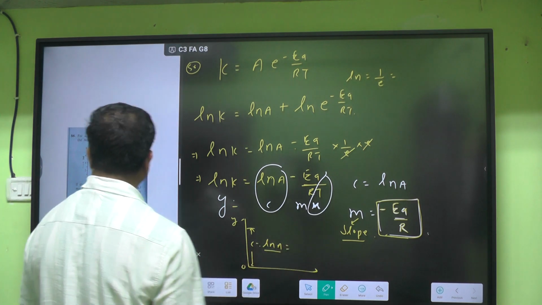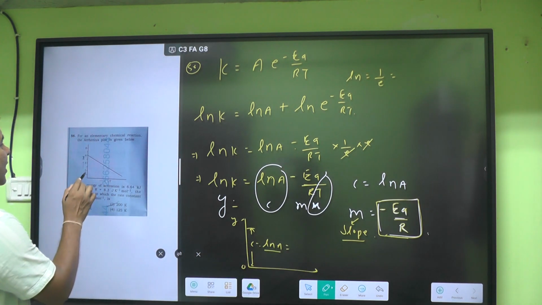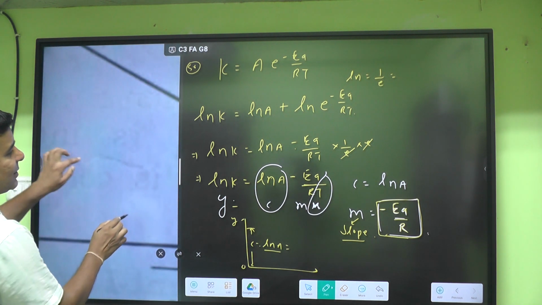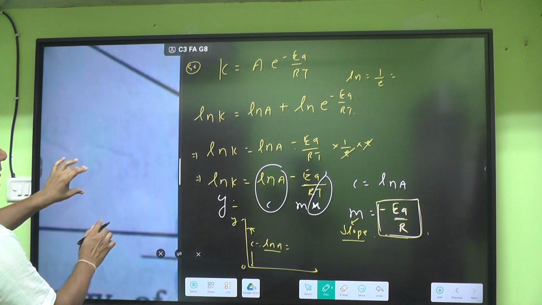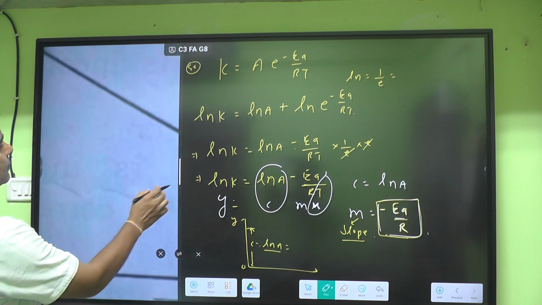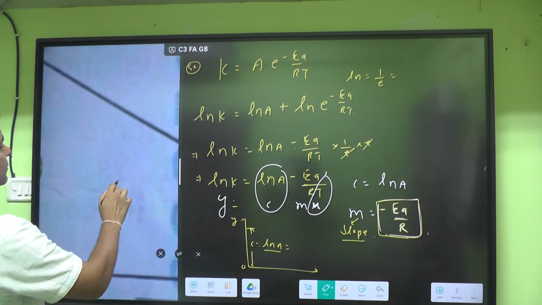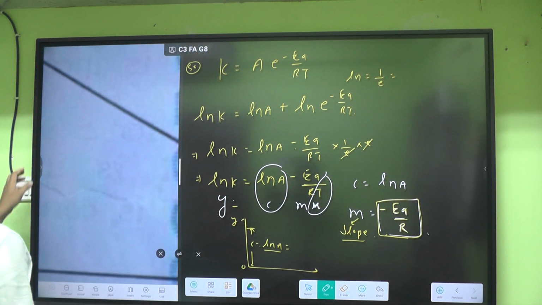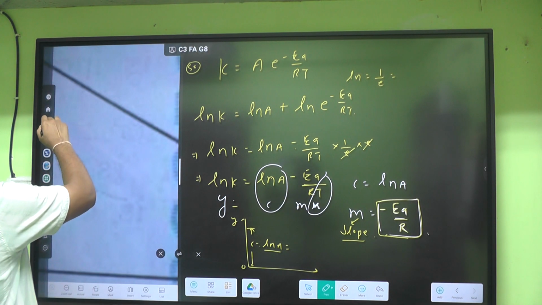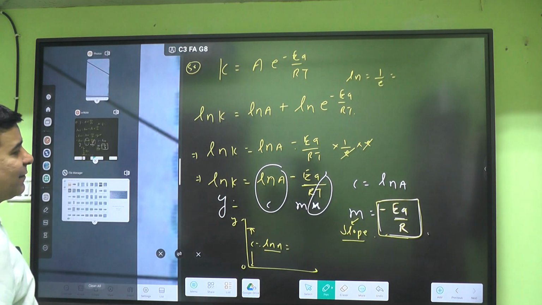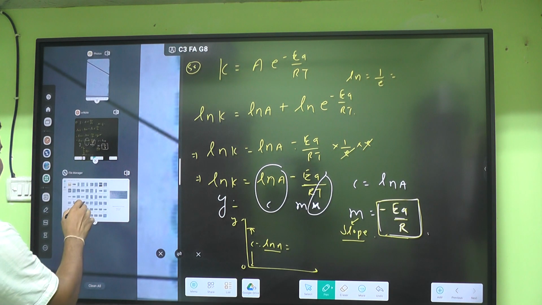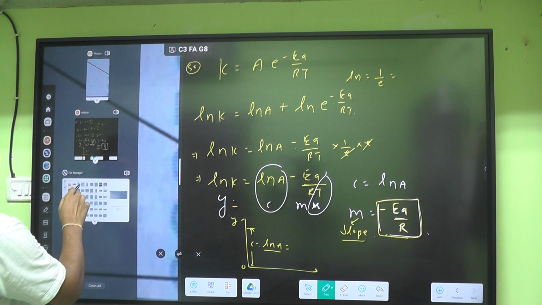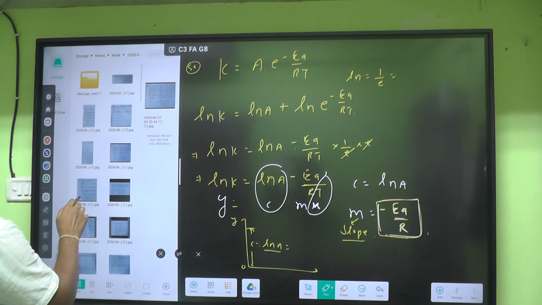Its value is given. What is the intercept here? Counting 1, 2, 3, 4, 5, 6, the intercept is 6 here. So remember, the intercept is given here.